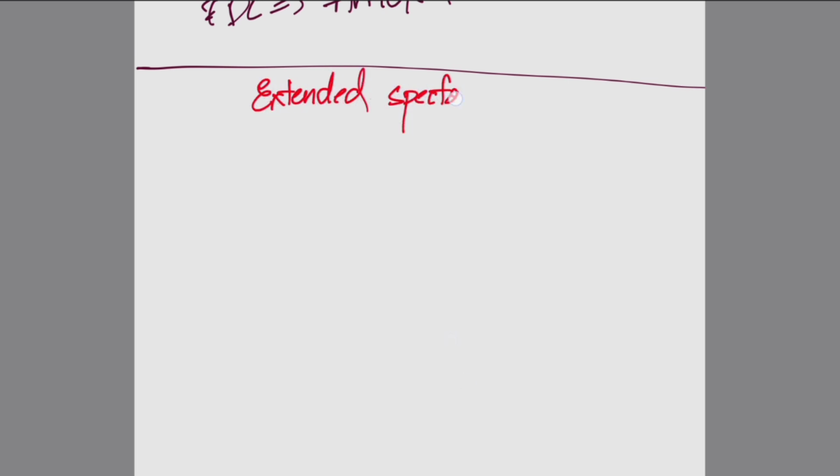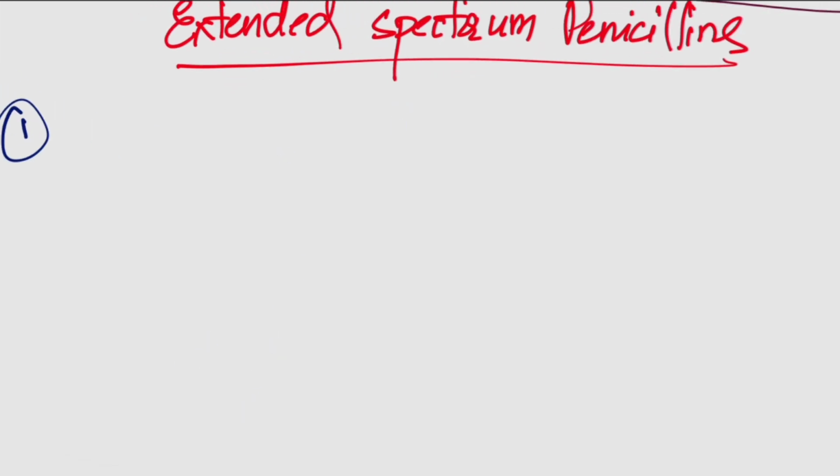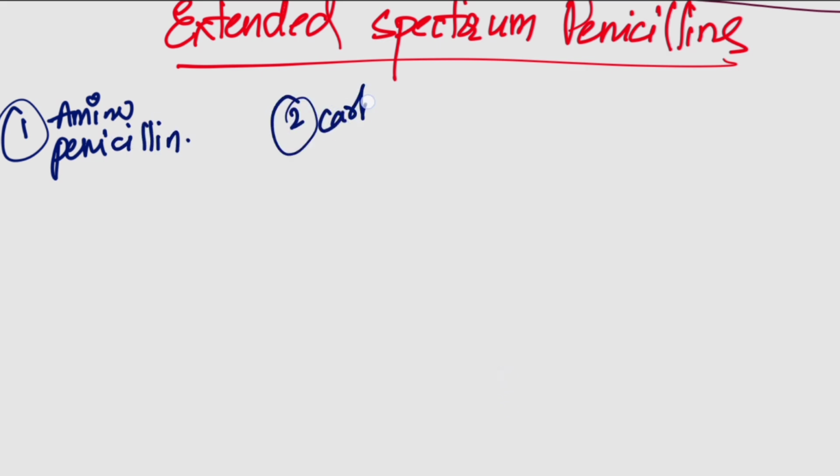And the other group we have is the extended spectrum penicillins. One, we have the aminopenicillins. Two, the carboxypenicillins. In the third group, it is the ureidopenicillins.